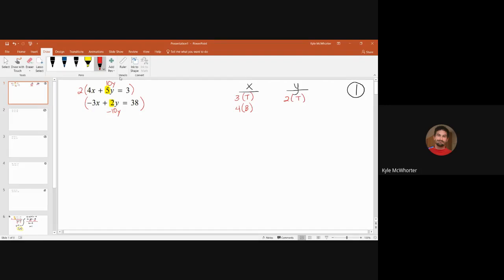And then what would we multiply the bottom equation by to get a negative 10y? We would need to multiply by negative 5, because negative 5 times 2 gives us that negative 10. So in order to cancel y, we would multiply the top equation by 2 and the bottom equation by negative 5. And then you just pick which one you want to do. It really doesn't matter; one of them might just be less work than the other, with smaller numbers.